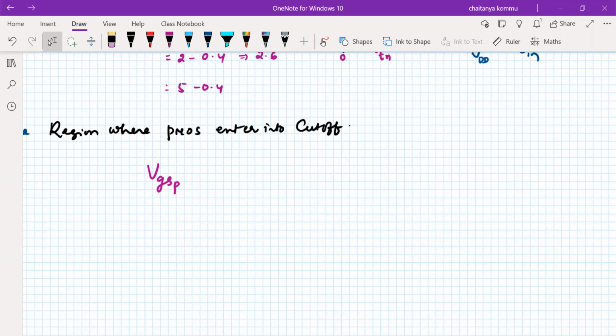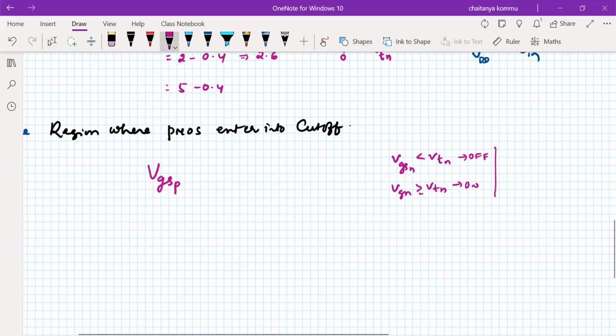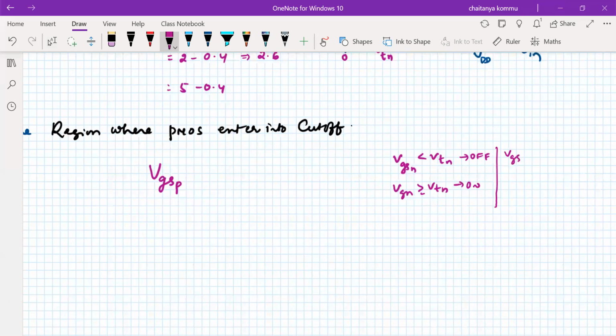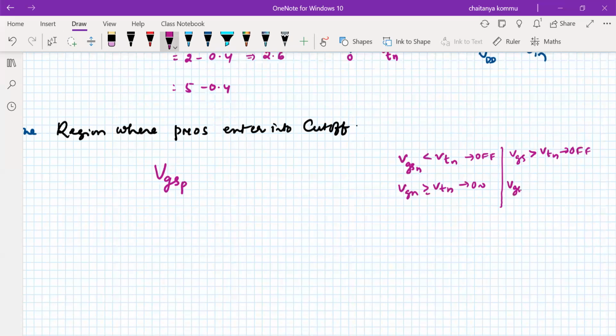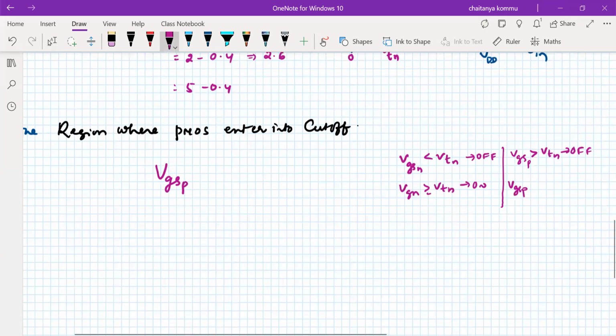Yes, sir. In the previous class, we said that when VGS of the NMOS transistor is less than VTN, the transistor is off. When VGSN is greater than or equal to VTN, it is on. But for PMOS it is exactly opposite. When VGS value is greater than VTP, it is off. When VGS of the PMOS transistor is less than VTP, then it is on. That's what we found.